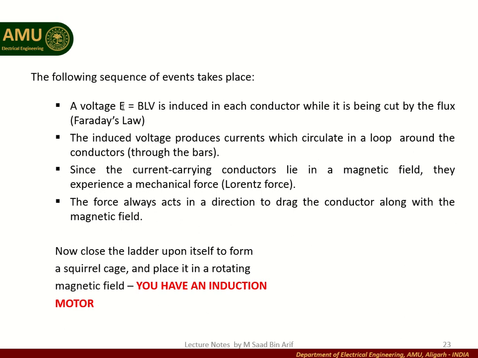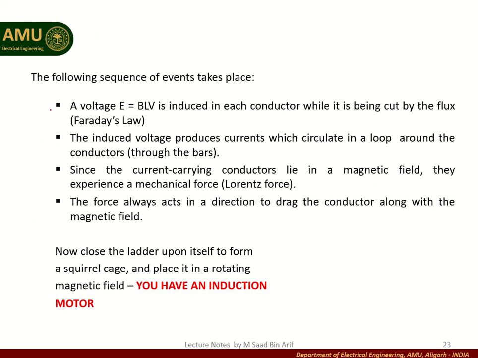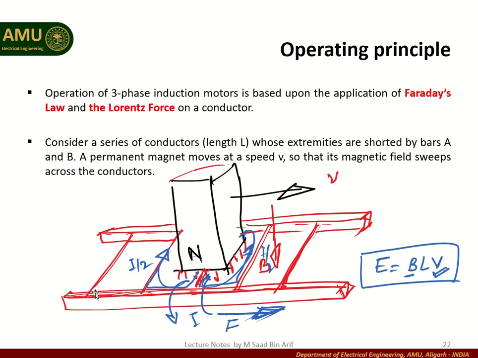Now all these sequences of events are highlighted over here. EMF is induced in the conductor due to the presence of the magnetic field and the velocity of that magnetic field. The induced EMF causes current to circulate in the bar because the end points of the bars are short circuited.